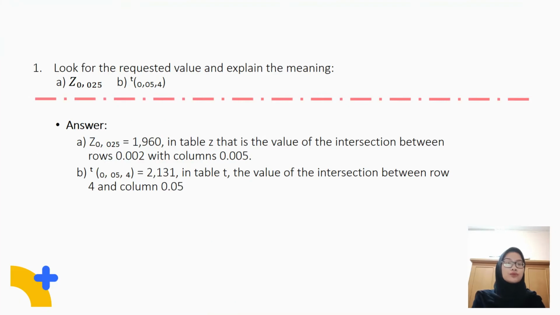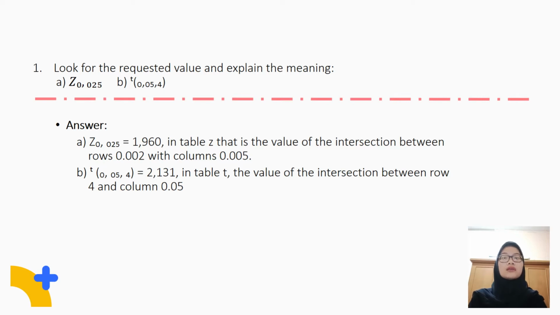It's time to practice chapter 6. Number 1, answer is A, Z 0.025 equals to 1.96. It means in the table Z, that is the value of the intersections between rows 0.002 with the column 0.005.